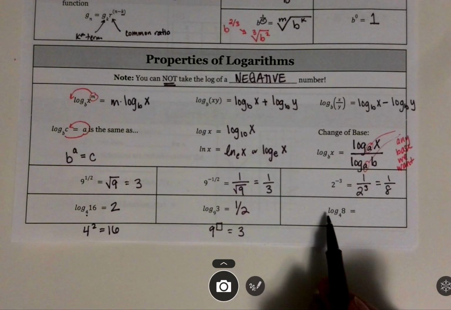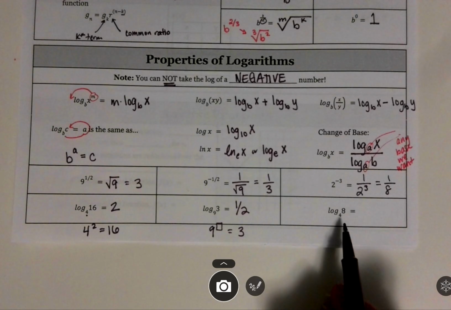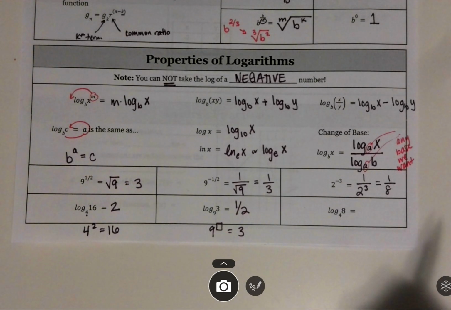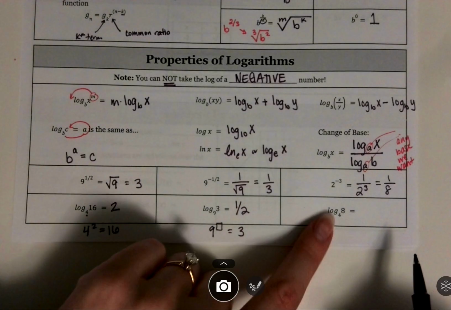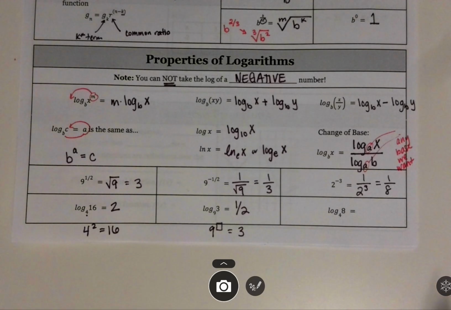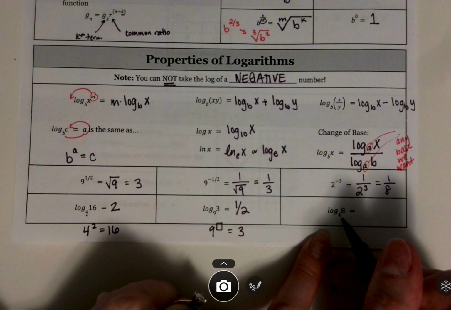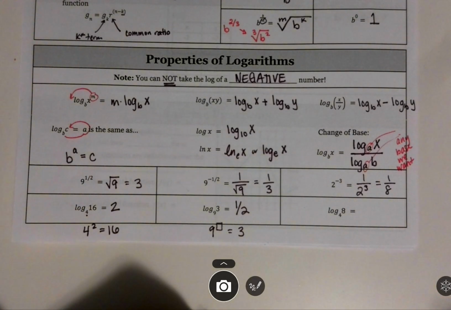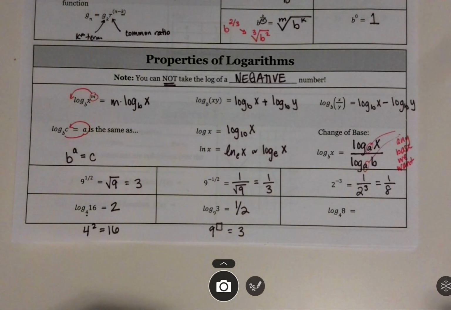This last one here, log base 4 of 8 equals something. 4 to what power gives us 8? Well, I know 4 to the power of 1 is 4, and 4 squared is 16. So I'm going to have a fraction or a decimal as an exponent. This is where I want to use my change of base, and I'm not going to use my calculator. I know 4 and 8 both can be represented as 2 to some exponent. So I'm going to choose a new base of 2.